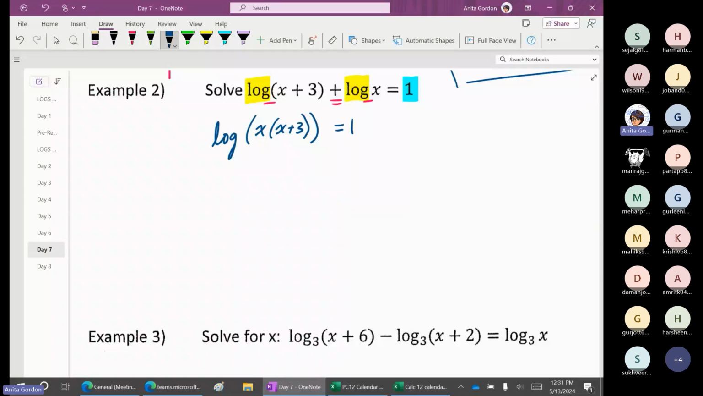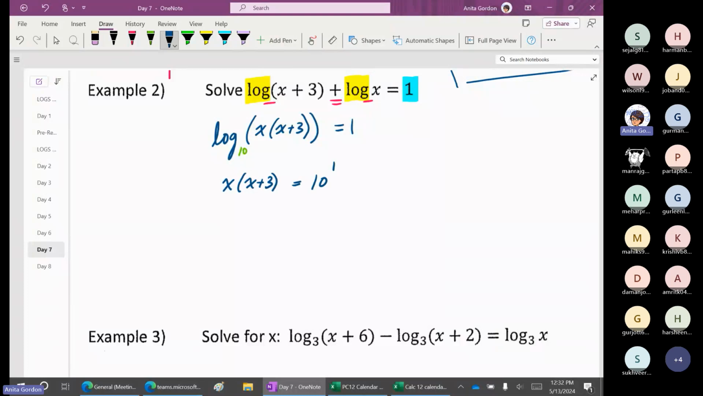Now I want to solve for x. X is inside the logarithm. How do I get rid of a logarithm? What is the inverse of a logarithm? The opposite, exponential. If I want to make this an exponential equation, what would be the base of my exponent? How do you know it's 10? The base is 10, right? Whenever we don't see the base, we know that there's a 10 in there. So I'm going to rewrite this as an exponential. This is x times x plus 3 equals base 10 to the power 1.